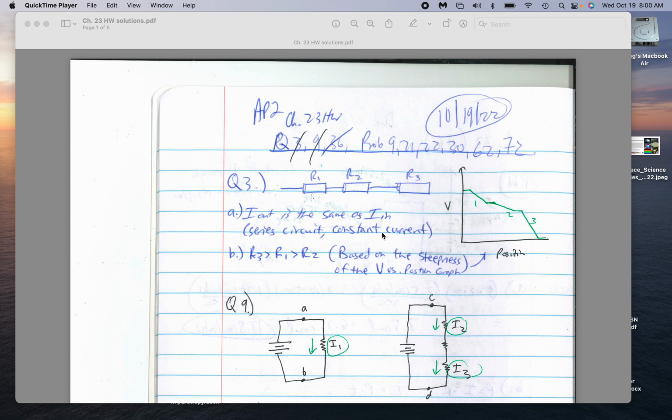For Chapter 23 for AP Physics 2, there are a lot of the circuit homework. I may go over some things other than that. But basically, the first three are conceptual questions.